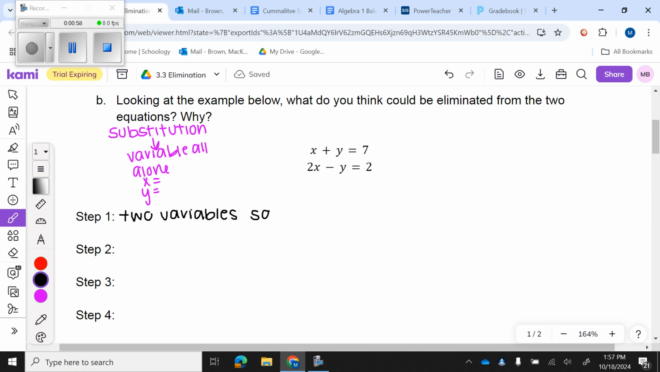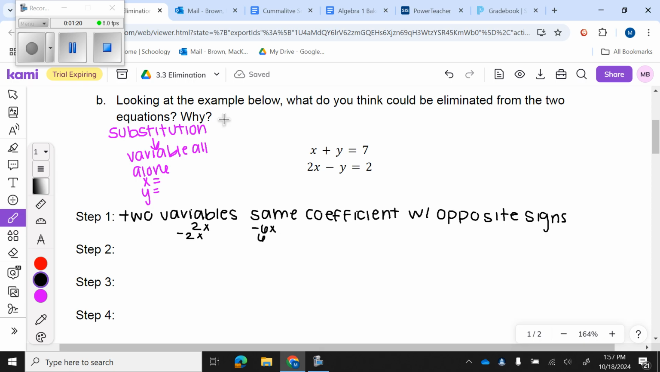Step one, you need to find two variables that have the same coefficient with opposite signs. For example, that would be a 2x and a negative 2x, or a negative 6x and a positive 6x. That's how we're going to get them to eliminate, because if I add these, I'm going to get 0. Right here, this y matches this y, and they have opposite signs, so I'm good to go. One's positive, one's negative.